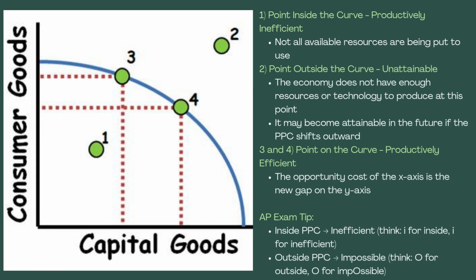Points inside the curve are called productively inefficient. Points outside the curve are unattainable. The economy does not have enough resources or technology to produce at this point. However, these may become attainable in the future if the PPC shifts outward, which we'll talk about in a minute. To help remember the difference between points inside of the curve and points outside of the curve, I think I for inside, I for inefficient, and O for outside, and O for impossible.